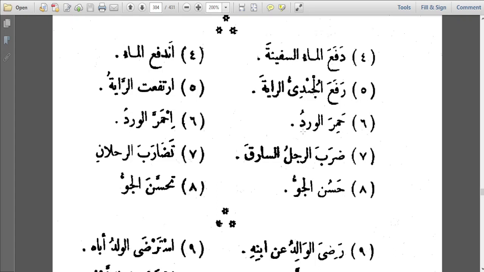Hamira al-wardu. The flower is red, or the flower has reddened. Ihmarra al-wardu. The flower has become reddish.